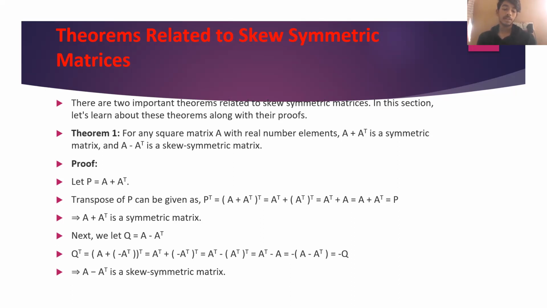Proof. Let P equal A plus A transpose. The transpose of P can be given as P transpose equals (A plus A transpose) transpose equals A transpose plus (A transpose) transpose equals A transpose plus A equals A plus A transpose equals P. So A plus A transpose is a symmetric matrix. Next, we let Q equal A minus A transpose. Q transpose equals (A minus A transpose) transpose equals minus Q. So A minus A transpose is a skew-symmetric matrix.